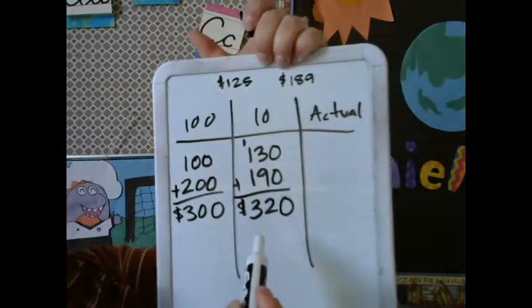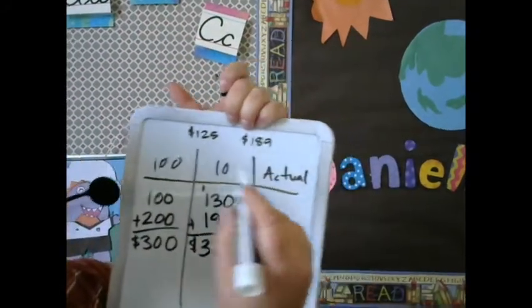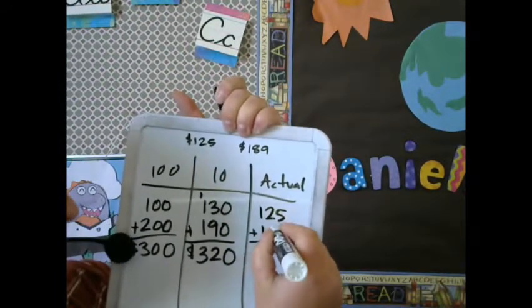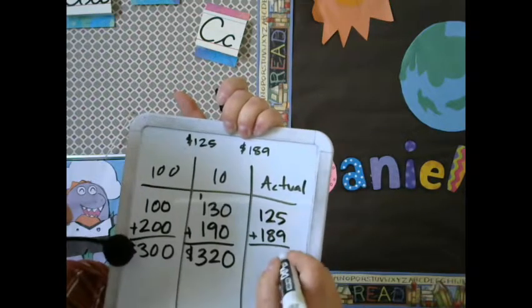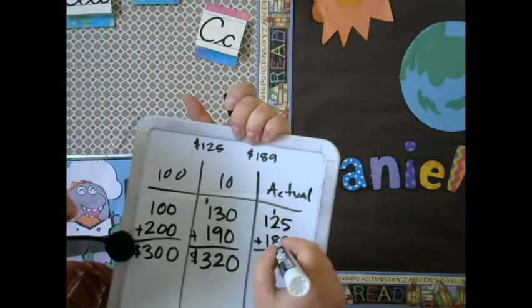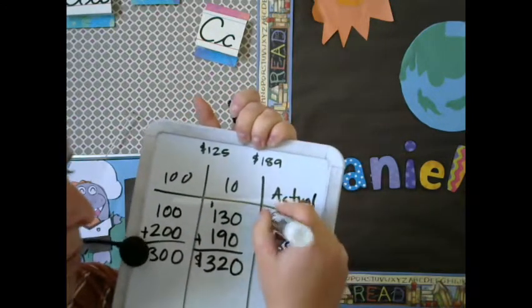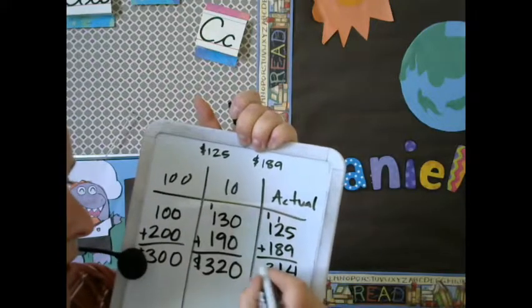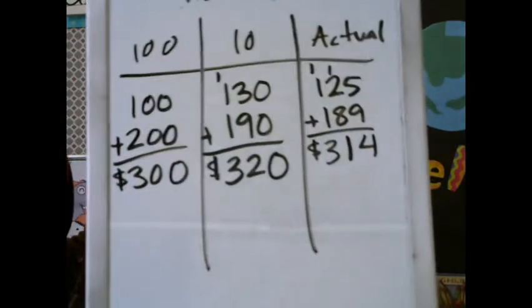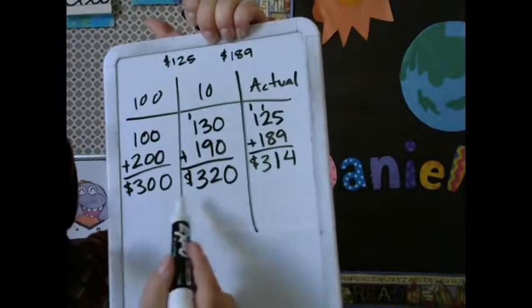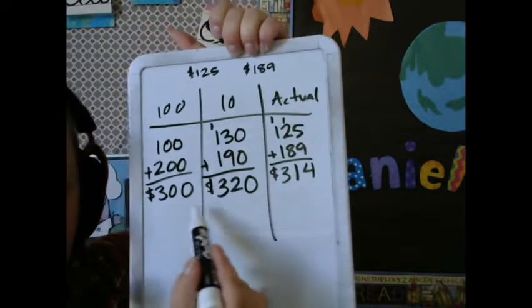So you can see 300 and 320 are both very different. Now we're going to do the actual one. So we're going to do 125 add 189. 9 plus 5 is 14, so we put the 4 there, 1 up there. 8 plus 2 is 10, plus 1 is 11. Put the 1 there, 1 up there. 1 plus 1 plus 1 is 3, so $314. Okay, so you can see that the actual sum is the most precise. Rounding to the nearest 100 is the least precise. So rounding can be really good, but it doesn't always tell us exactly how much money.